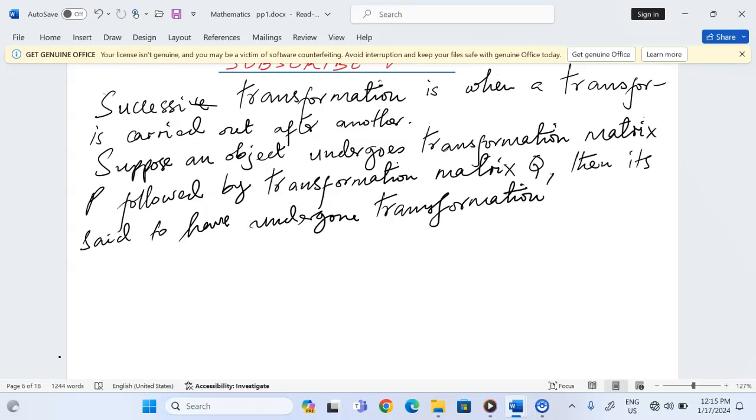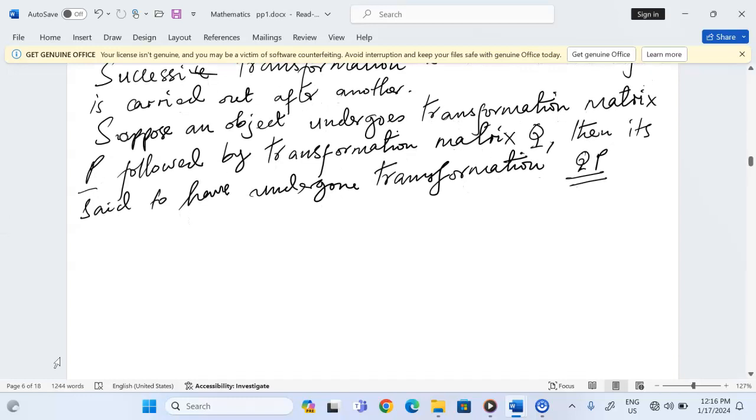Remember, we are starting with P, then Q, so we should have P here, then Q. Therefore, when they have been written in this order, it means P was performed first, then Q. So the one written at the right hand side is the one performed first, followed by the one on the left hand side.